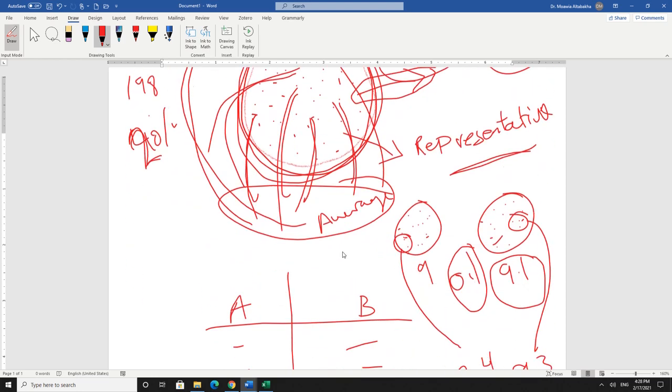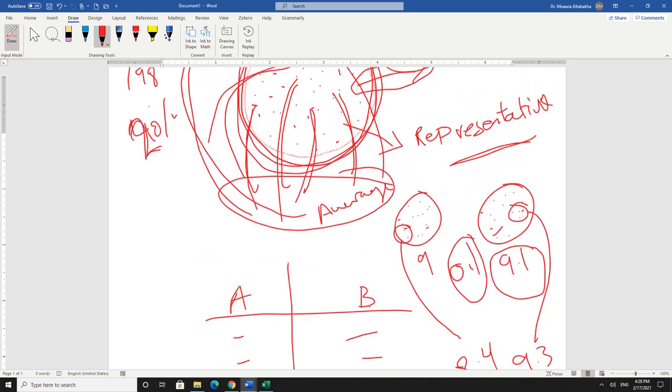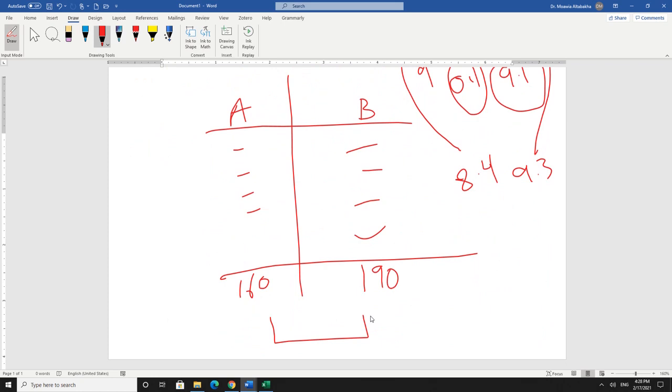Isn't the first thing for you to know what difference in the population between A and B, not in the sample? I'm not talking about the sample. In the population between A and B, what sounds significant to you? Okay, so how will you know which thing sounds significant?